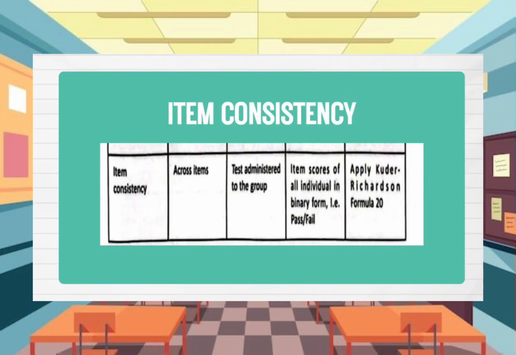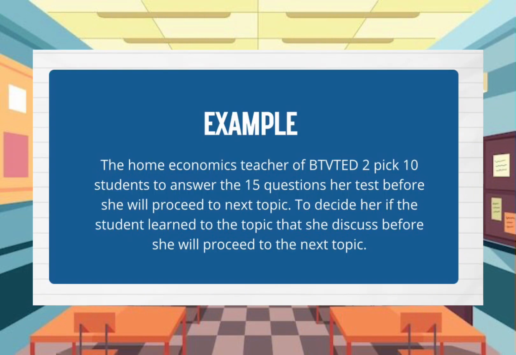The last type of reliability is item consistency, where the expected consistency is across items. Test administration: the test is administered to the group. The data: item scores of all individuals in binary form, for example, pass or fail. The statistical analysis is to apply Kuder-Richardson Formula 20. So this is the example of our item consistency.